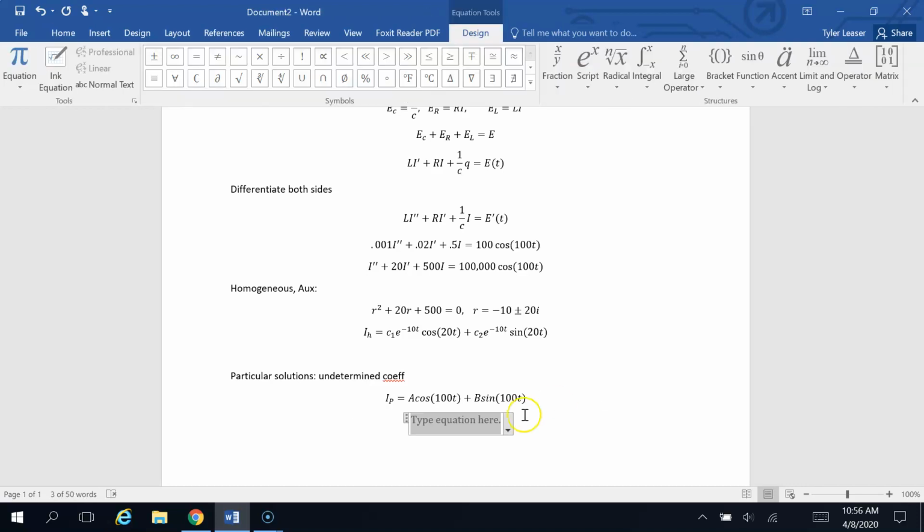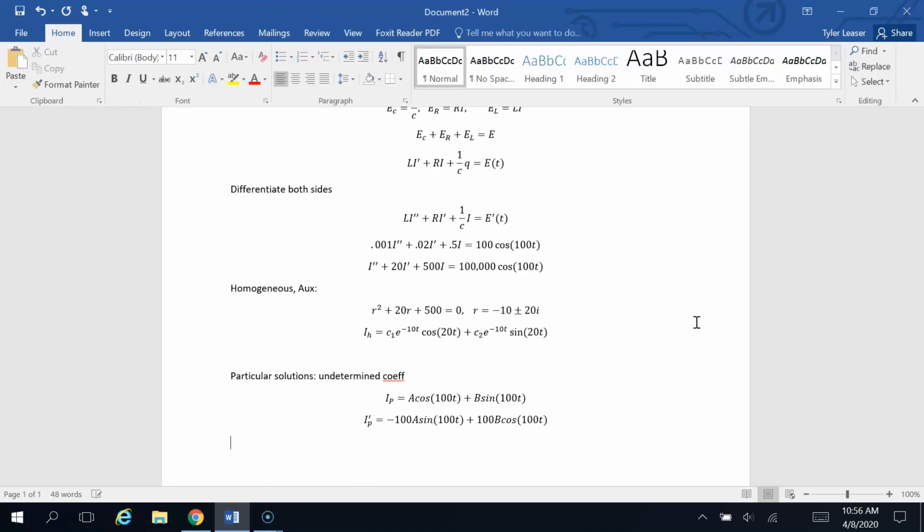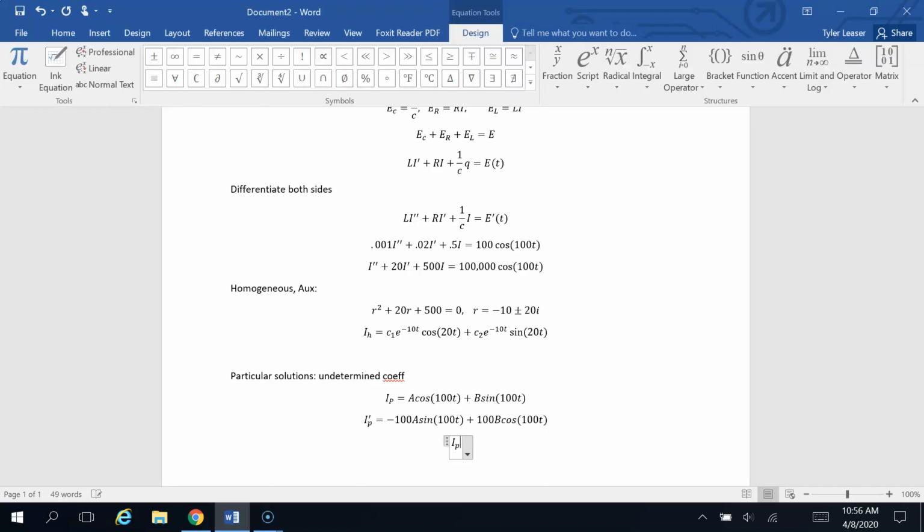Remember, now we want to take this and plug this in to my differential equation, so we're going to have to take the derivative twice. The derivative the first time is going to be negative 100a sine 100t plus 100b cosine 100t. Take the derivative again. That's going to give us negative 10,000. I think that's right. A cosine 100t minus 10,000 b sine 100t.